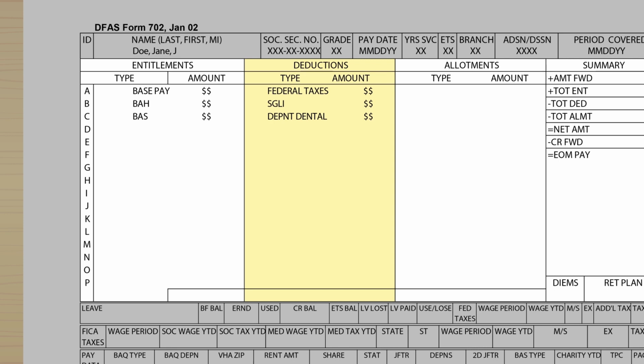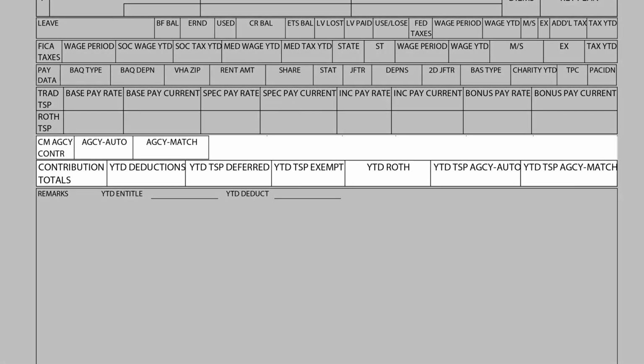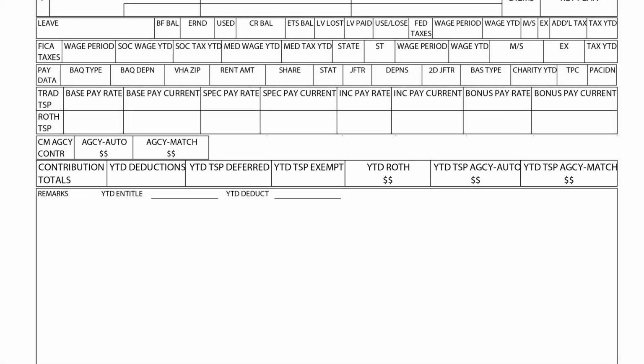A deduction you should review and consider is your Thrift Savings Plan, or TSP contribution. Make sure to check the agency match fields if you are under the blended retirement system, and consider whether you would like to maximize the matching contributions by electing 5% of your basic pay.